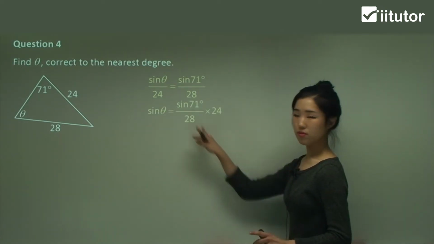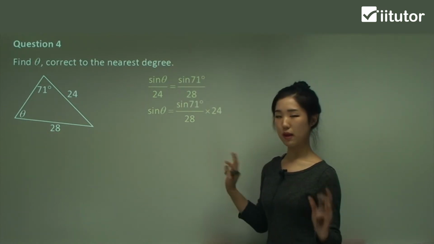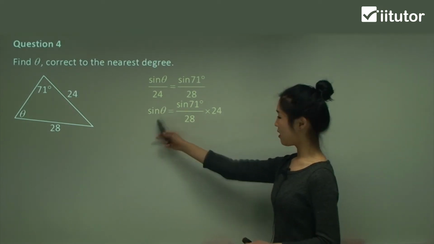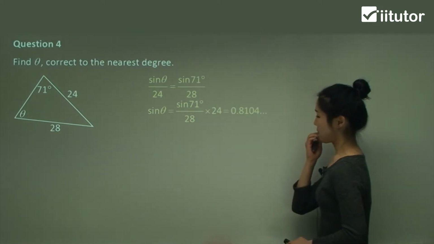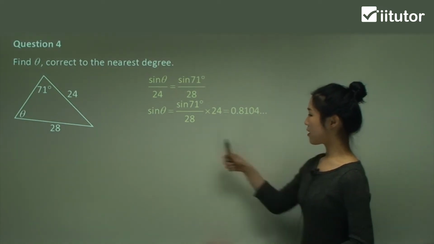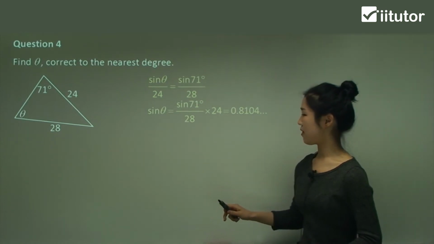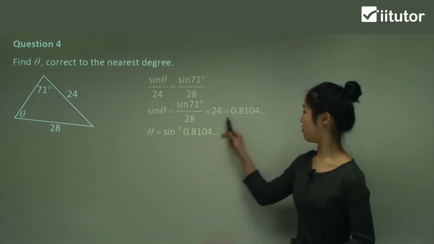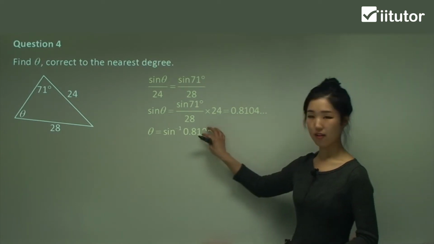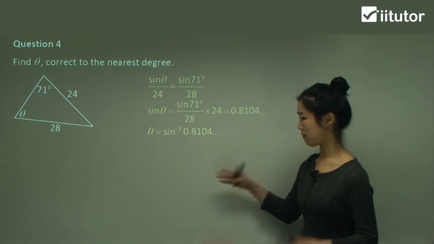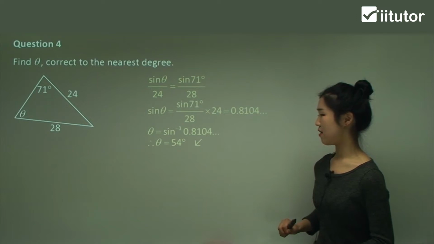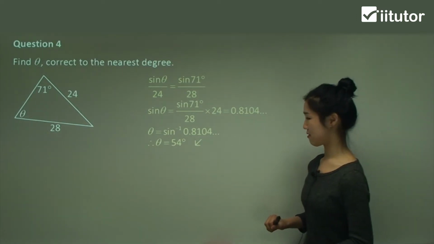Sine theta will be this multiplied by 24. We're simply multiplying both sides by 24 to eliminate that denominator, so I have sine theta left on this side. And if you calculate this, it's going to be something like 0.8104 something, because it's going to continue. And we're looking for theta. So to find theta, I'm going to have sine inverse of this value. But make sure you don't round it up yet. Make sure you still use that exact value until we get to the final answer, so we have the accurate answer. And then just put that into your calculator and you should have 54 degrees, to the nearest degree.